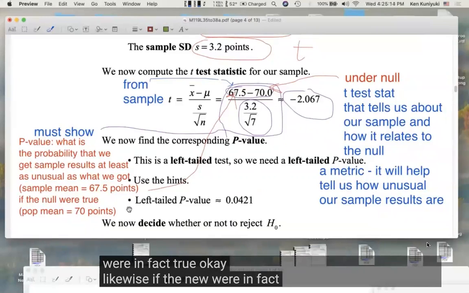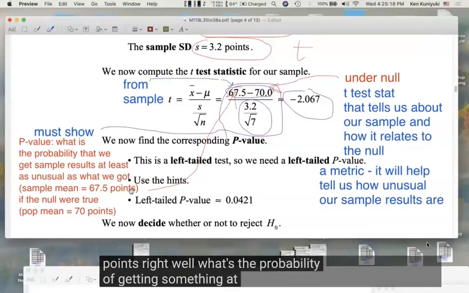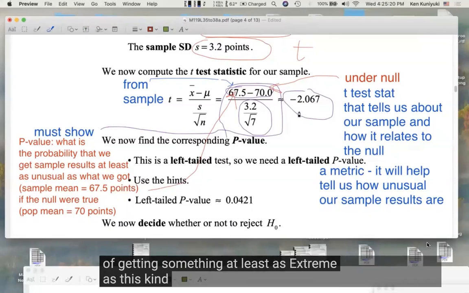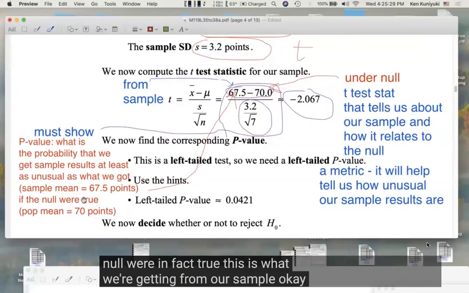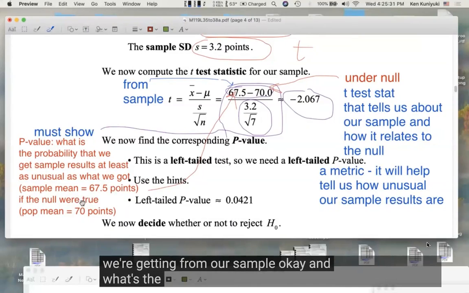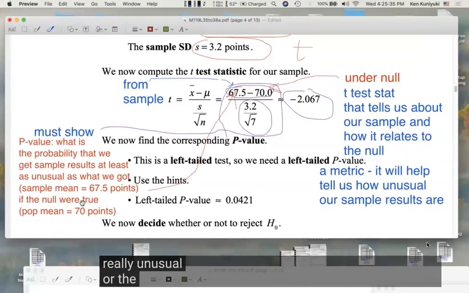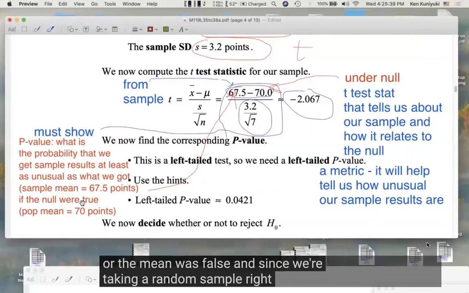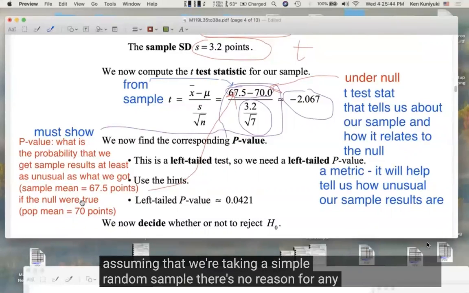Likewise, if the mu were in fact 70 points, well, what's the probability of getting something at least as extreme as this kind of a t-test value if the null were in fact true? This is what we're getting from our sample, okay? And what's the deal? Either our sample is really unusual or the mean was false. And since we're taking a simple random sample, there's no reason for any inherent bias.